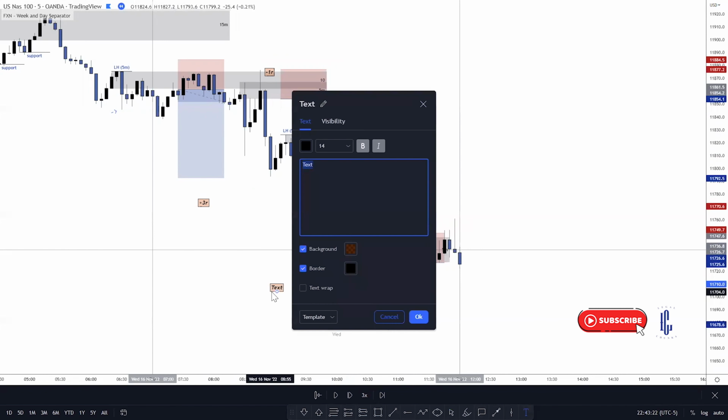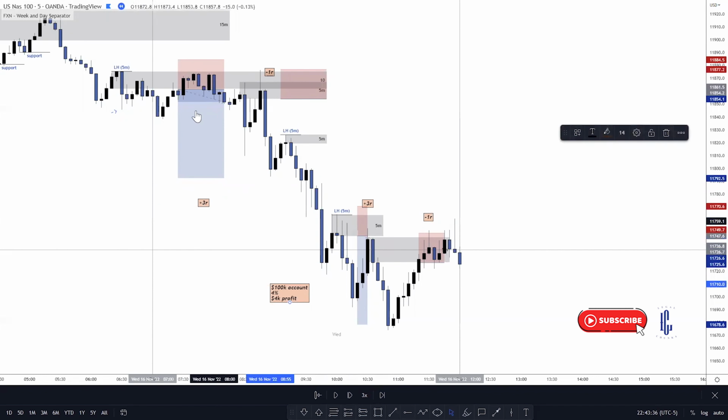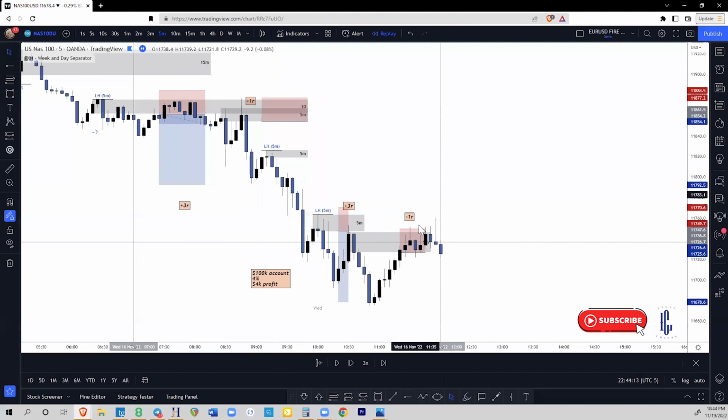For all my prop firm traders, if you have a 100K account, you just did 4%, meaning you just made 4K profit. Right? Simple. And that's based off limit orders. That's a 4K profit. On to the next day. So trading day is over. Yeah, so you had a 4R day.